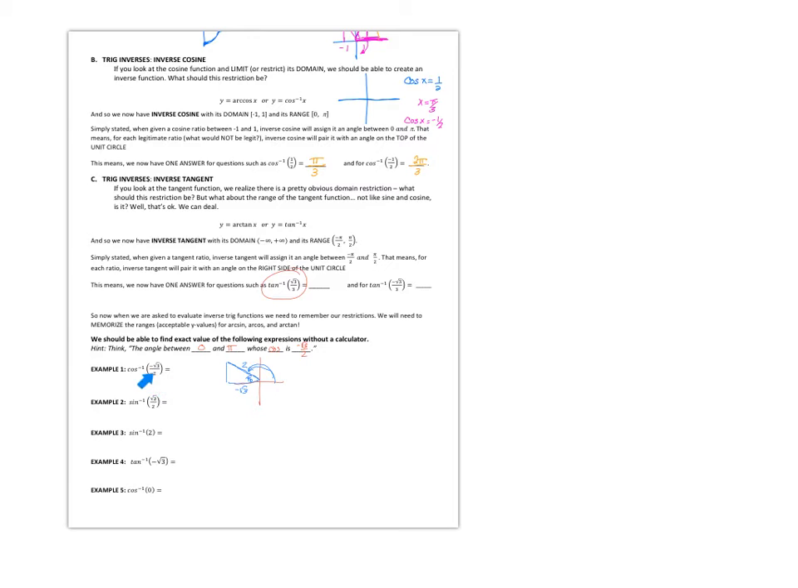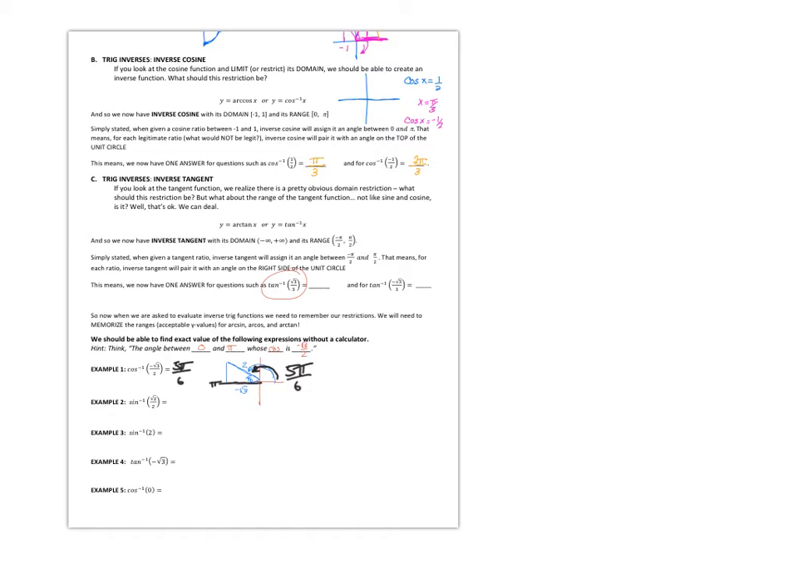We realized that if our cosine is negative, we're going to be over on the left side, and somebody figured out that the reference angle was going to be pi over 6. That would mean the actual angle that we've gone to would be 5 pi over 6, because it's 5/6 of the way over to pi, which is right there. So the answer to that question is 5 pi over 6.